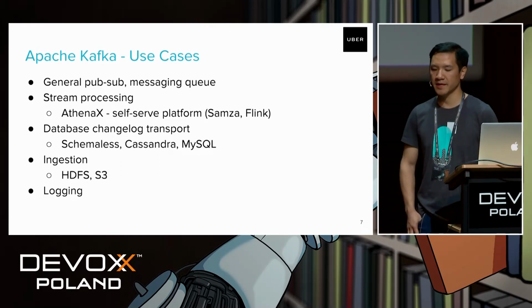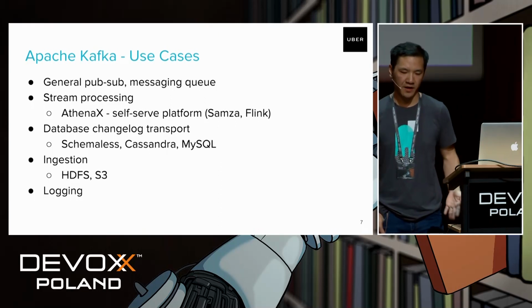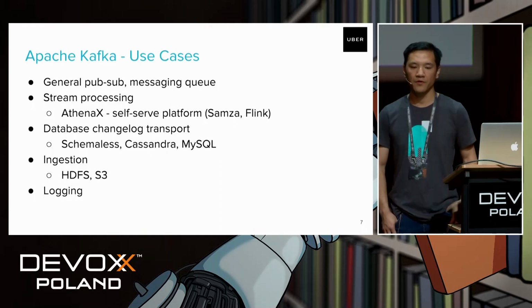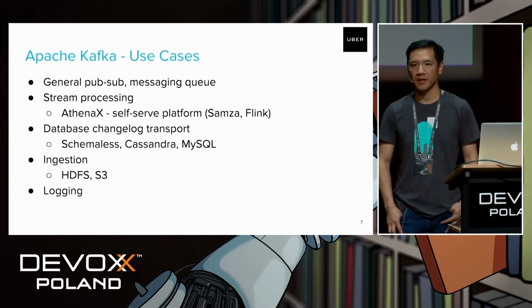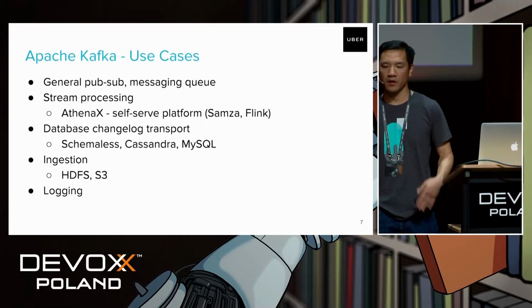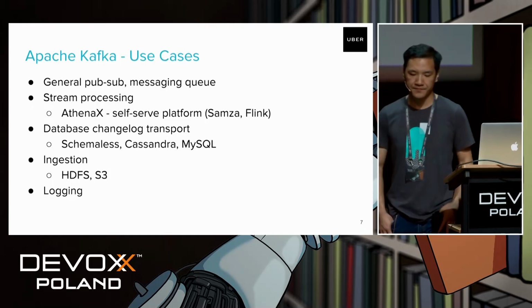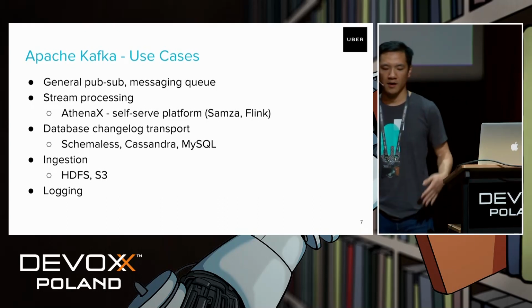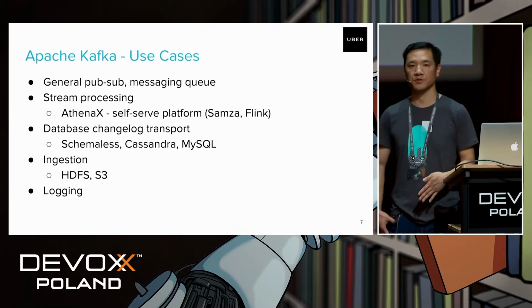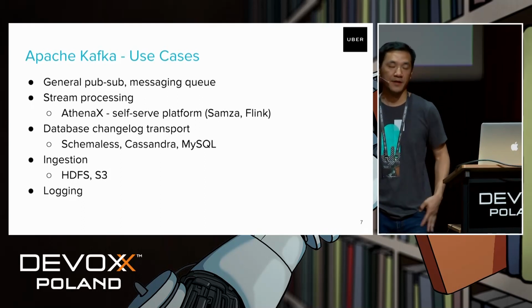The fourth use case is data ingestion. It's actually a very typical use case for Kafka. All the data that needs to go to Hadoop and HDFS will be transported via Kafka. Also, some of the data needs to be backed up in S3, so producers need to produce to Kafka, and we have a downstream system to back it up in S3.